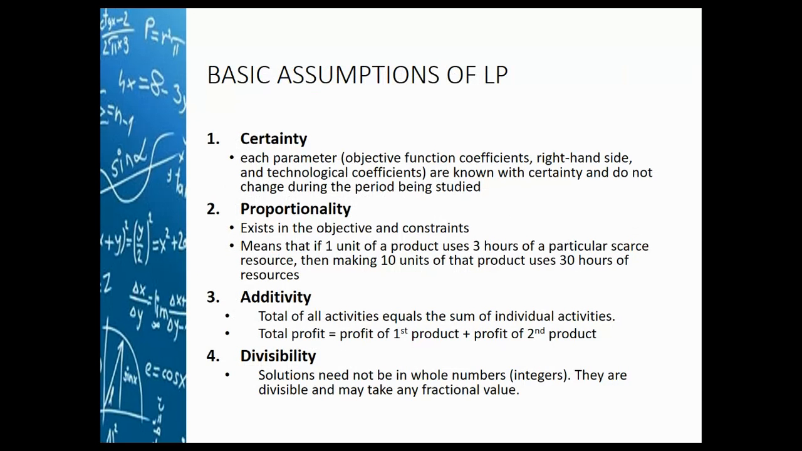So these are the basic assumptions for linear programming. You need to identify that it has certainty. What does certainty mean? I think you know certainty. Then proportionality. I need to highlight proportionality a little bit. It means that there exists a proportion.